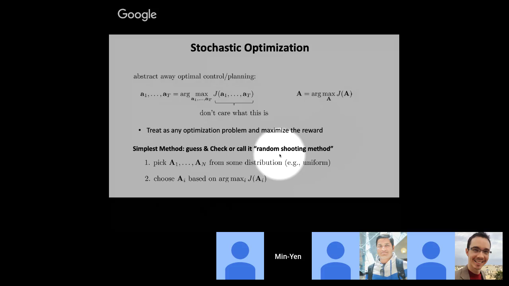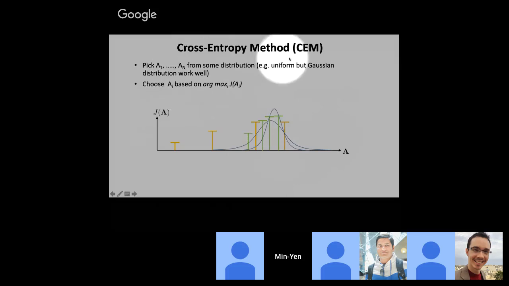Then next, they actually talk about the cross-entropy method. This one actually makes more sense to me, because you pick A1 to AN from some distribution, for example uniform, but he said that actually Gaussian works better. Again, I believe him, at this moment. So what happens is, maybe these are the steps you chose, and then you realize that these two points actually give you good reward. Then you choose more points around these two. Then after that, maybe from here to here you see good reward, then you choose more points around here, and you go on and on.